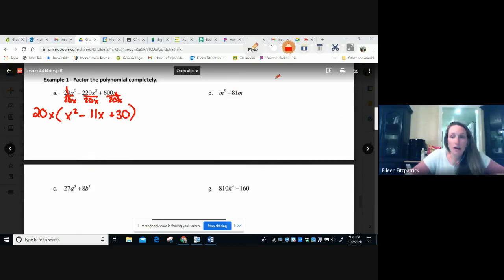All right, so now, and typically we do that step in our head, but I did just want to show you what we were doing when we say factor it out or pull it out. So now we have to see if that trinomial can break into 2 binomials.